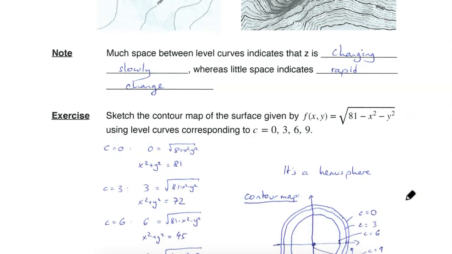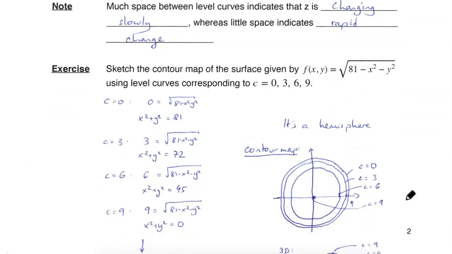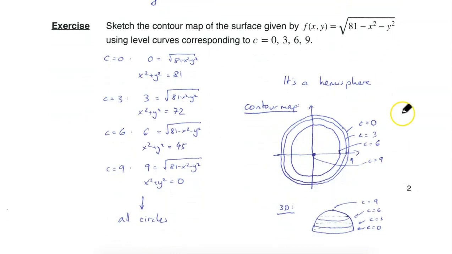Sketch the contour map of the surface given by f of xy equals the square root of 81 minus x squared minus y squared. So here we are told which level curves to pick. If we weren't, we would just make a choice. So we would look at what are all the points where z equals 0, what are all the points where z equals 3, where z equals 6, where z equals 9. We just choose the best ones. And it's not always obvious, but choosing the level curve for z equals 0 is typically a good idea because it's the trace in the xy plane.